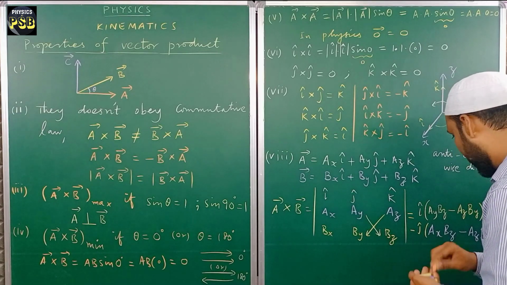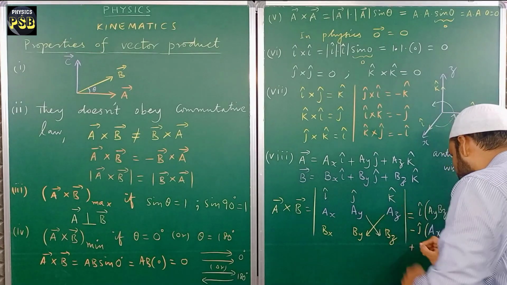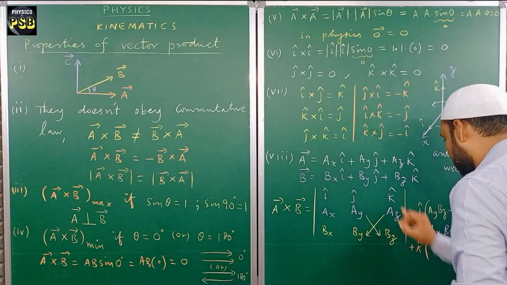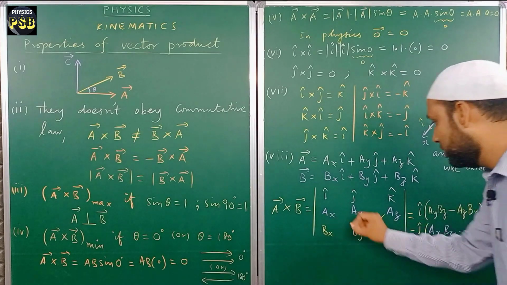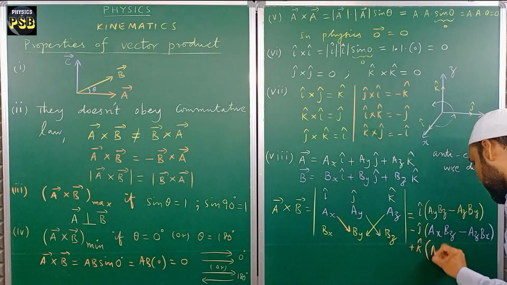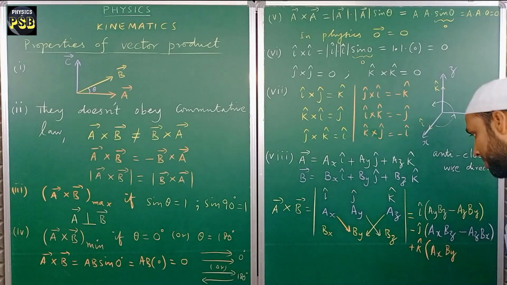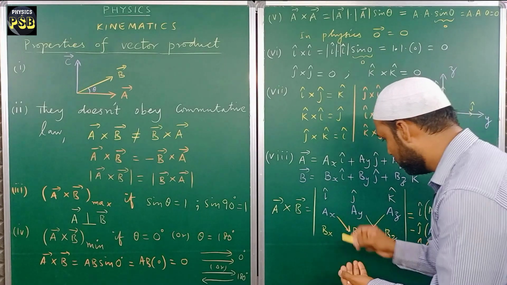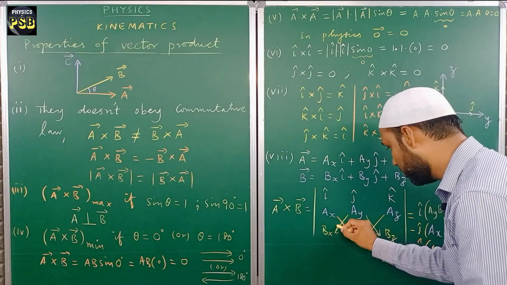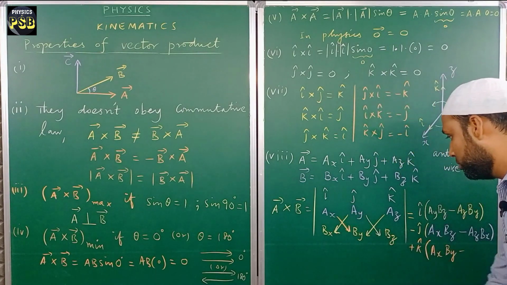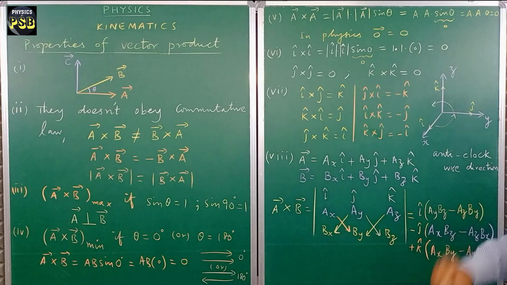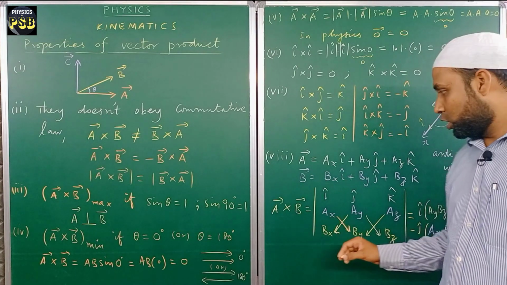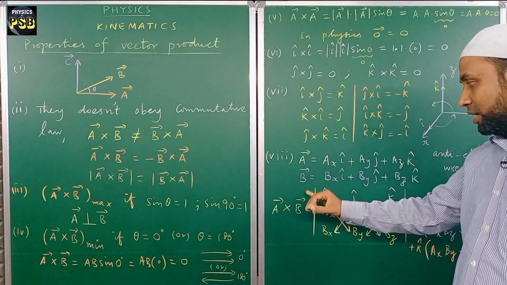Now, for the third one, take this k cap. When I do so, I have to leave this column and this row containing k cap. So what is left is nothing but these four. So I multiply these two: Ax is multiplied with By. Then minus sign, these two are multiplied together: Ay is multiplied with Bx. This is what we get at the end. It provides us the cross product of the components of vector A and vector B.